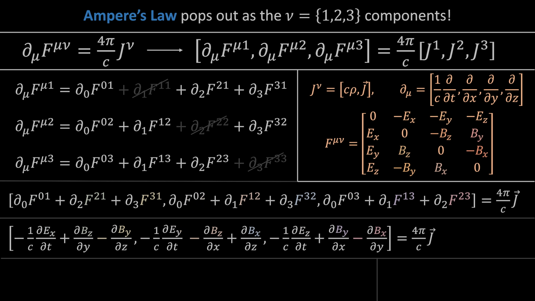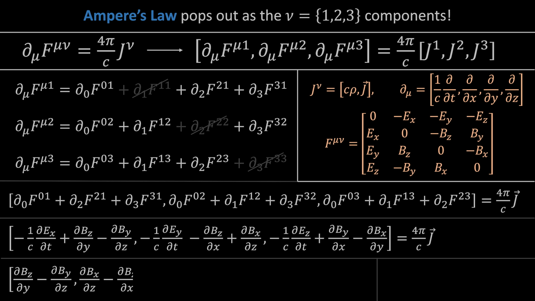And then if you look at the various components of the Faraday tensor that start with 0, so F01, F02, F03, you'll see there the negative components of the electric field. And if you look at the terms that don't start with 0, so F21, F31, F12, F32, F13, F23, you see that these are the components of the magnetic field, and some of them have a minus sign and some of them don't. So now on the left side of the equation, we have this vector involving a whole bunch of derivatives of components of the electric and magnetic fields.